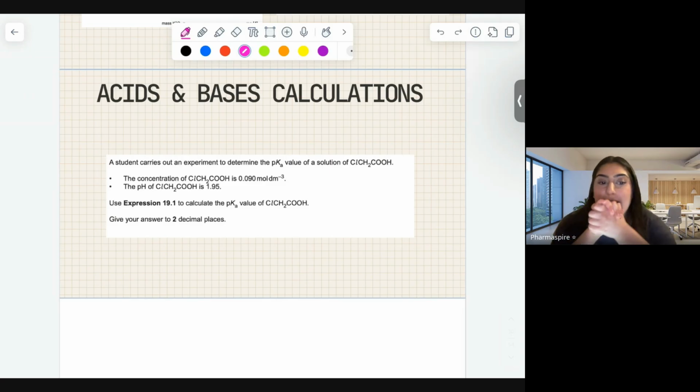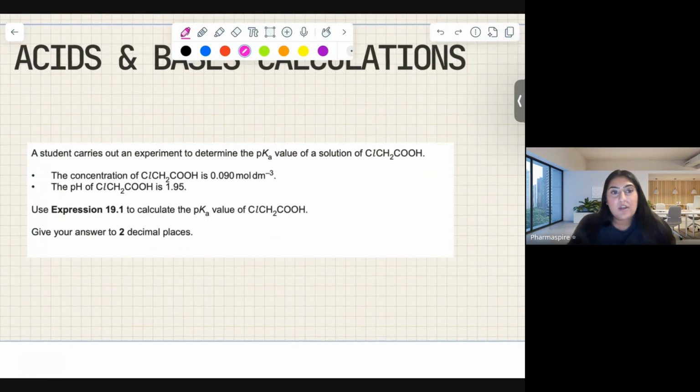So acids and bases, yay or nay? Yay? I love acids and bases as well. If you're interested in doing pharmacy, it's loads of acids and bases. I had a 20-mark question on it in my end of year. Since you like acids and bases, why don't you try and do this one yourself, and then I'll go through it. I think it's 3 marks. It's getting harder. Have a go at this, and I'll answer some questions while you're having a go.